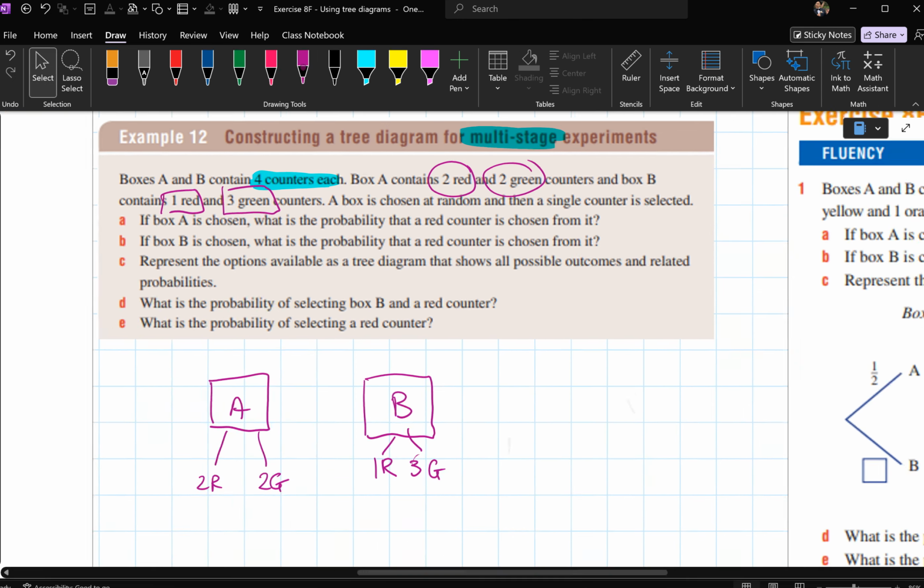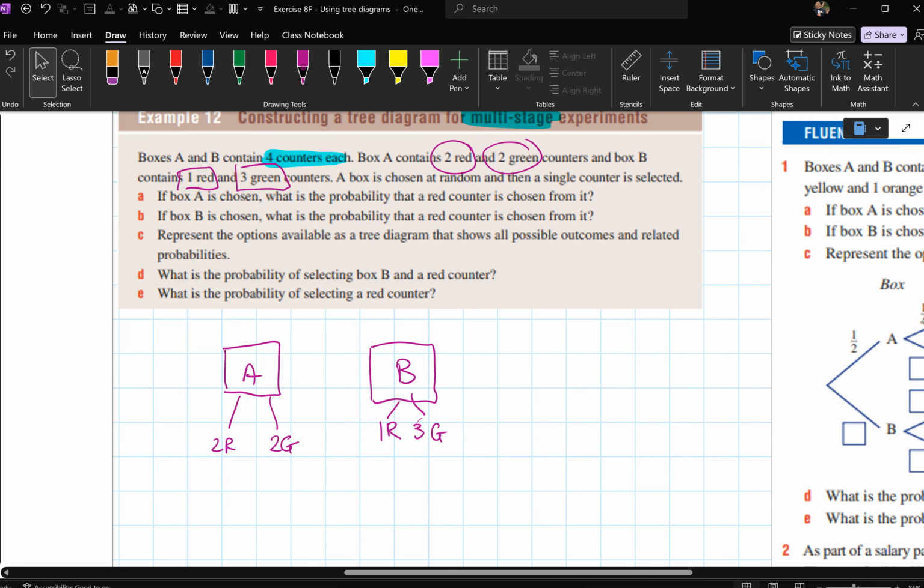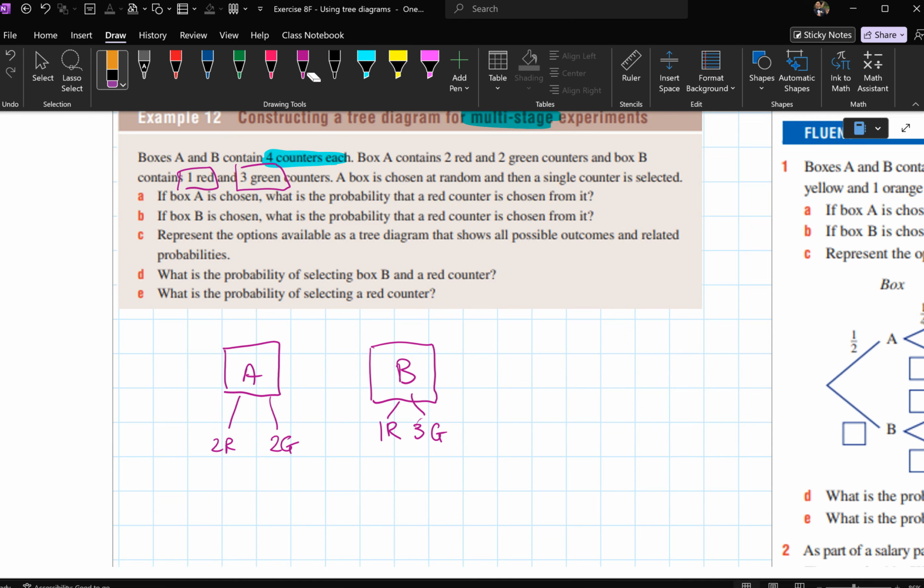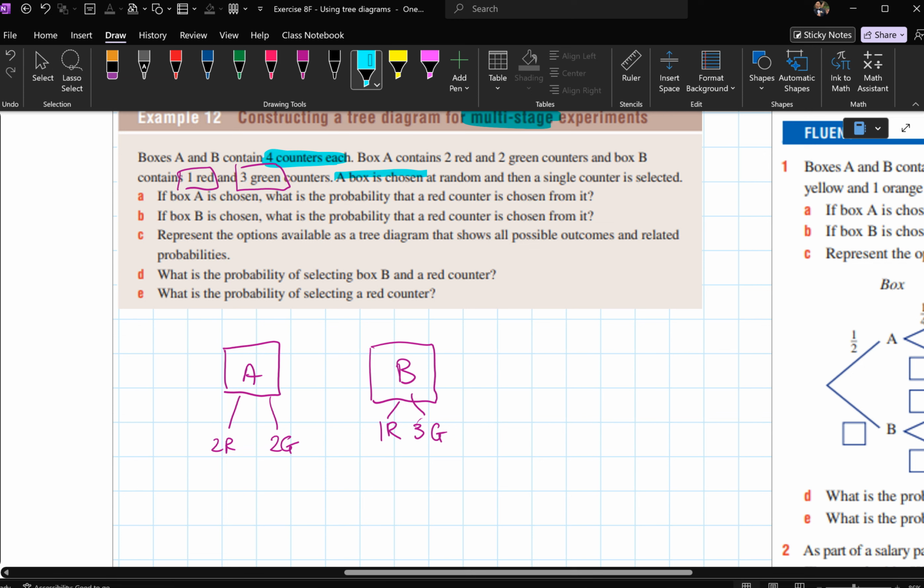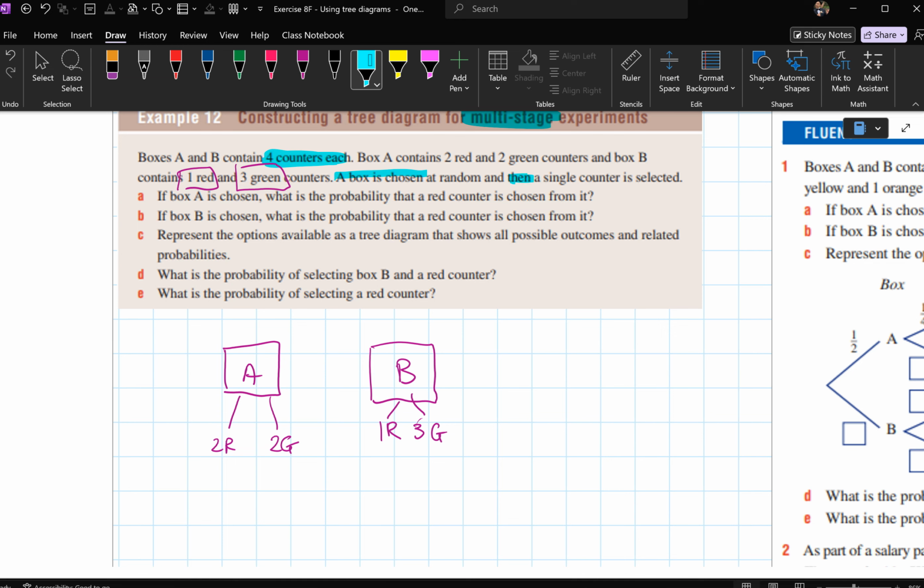So depending on which box you pick, you could get different chances of getting a red and different chances of getting a green. Now they tell you that a box is chosen at random. So you're going to randomly choose a box first. And then, it says, a single counter is selected. So you're going to pick a box first. You could have picked A. You could have picked B. We don't know which one you picked first. Then your second step is that you're going to pick out a counter. So you can get a red, you can get a green.